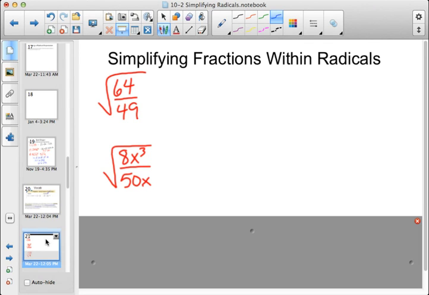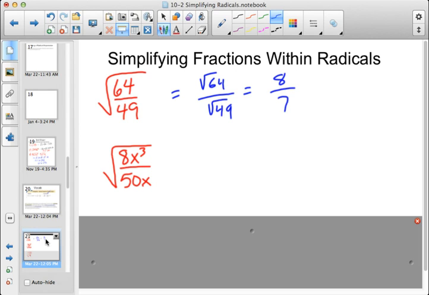Square root of 64 49ths. Now one method that you can take is by simplifying 64 49ths first. However, since both of those are perfect squares, this is relatively easy. This is square root of 64 over the square root of 49, which is going to simplify to 8 over 7. Okay, relatively easy on that one.